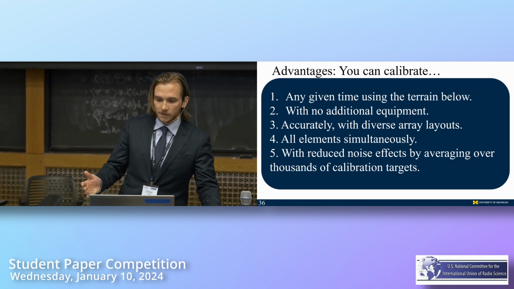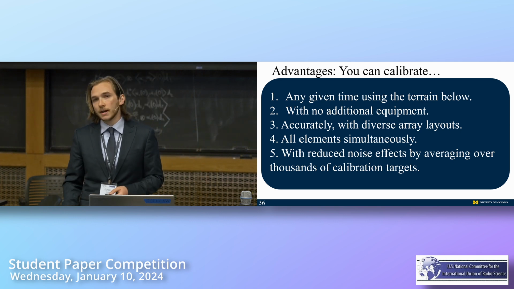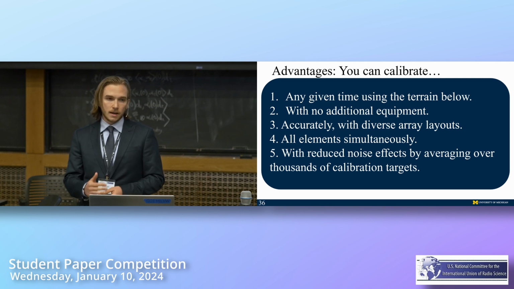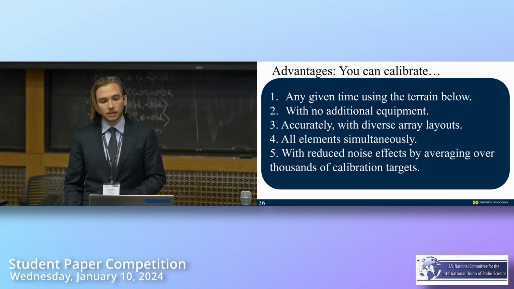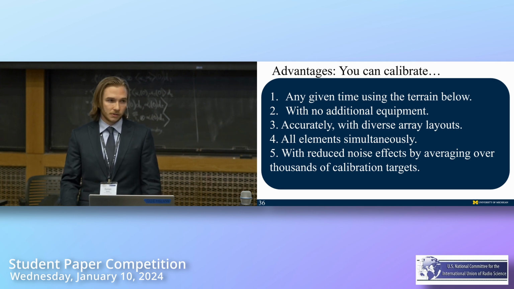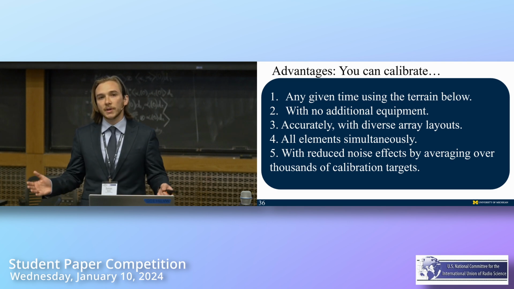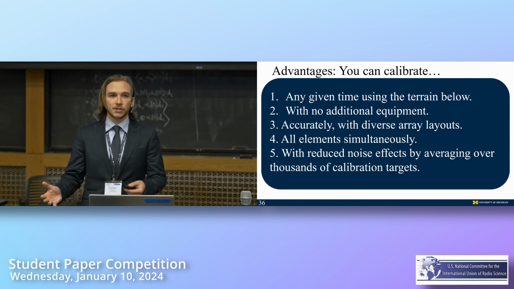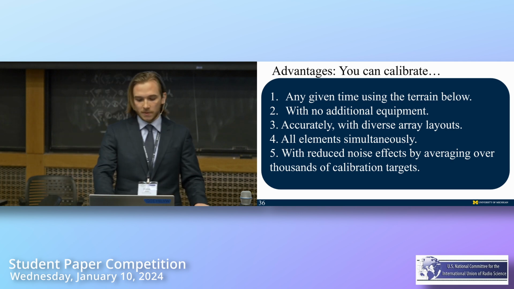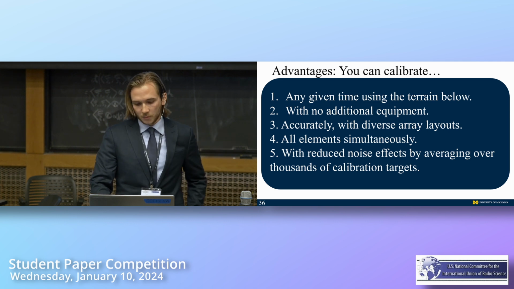So I just want to recap some of the advantages of this. You can calibrate at any given time using the terrain below with no additional equipment, accurately with diverse array layouts, all elements simultaneously, and you can reduce the effects of noise by averaging over thousands of calibration targets. So I think that we've introduced a new possibility for calibration, a new source that could be used in calibration methods for these in situ approaches.